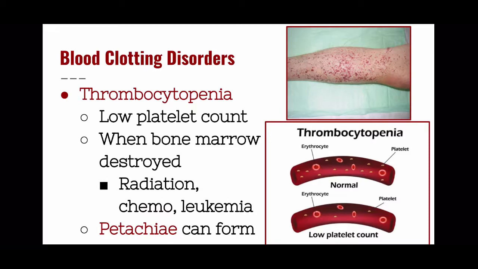Now, this usually happens when the bone marrow is destroyed, either through some sort of radiation or chemotherapy, or if the individual has leukemia, which, remember, is when the bone marrow is producing an overabundance of white blood cells, so it cannot make as many red blood cells and platelets, which leads to a deficiency in both.